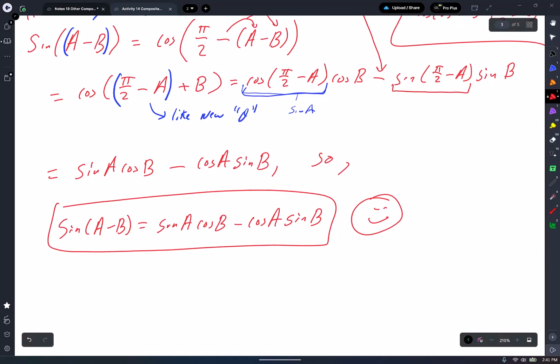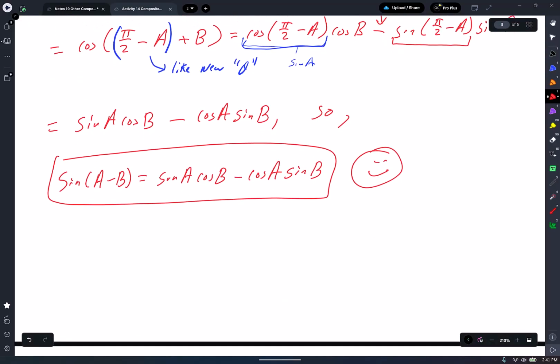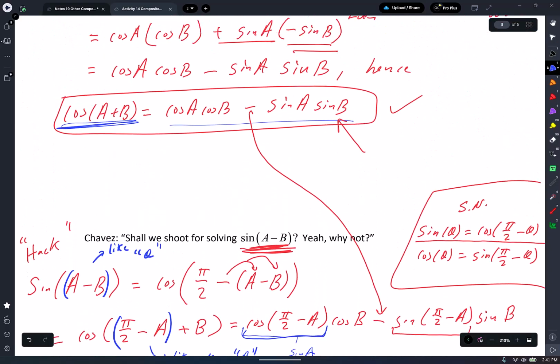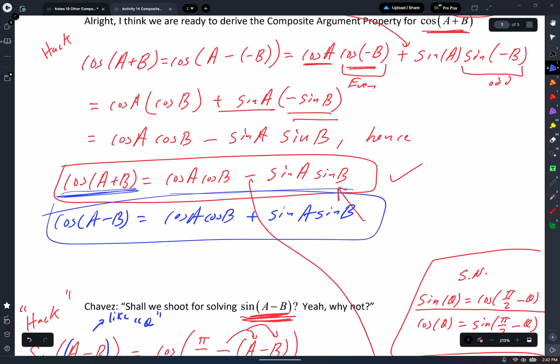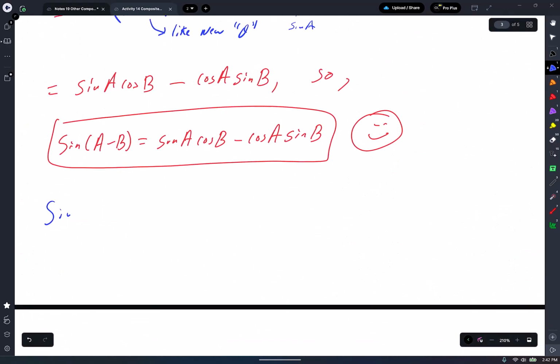Isn't that cool? All right, take a guess. We don't have to do this over and over again. What do you think if sine a minus b was that? And remember, I guess I can write the other one here. Cosine a minus b. Let's use context clues. This was cosine a cosine b plus sine a sine b. So there it is. Notice the difference. There's a plus here. There's a minus. There's a minus here. There's a plus. Okay. Sine a minus b: sine a cosine b minus cosine a sine b.